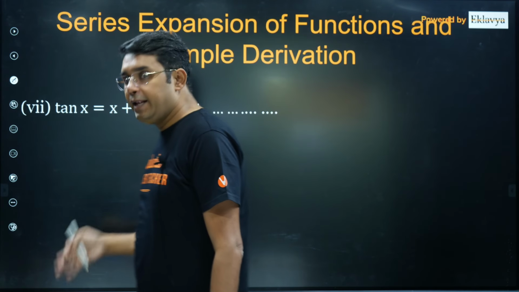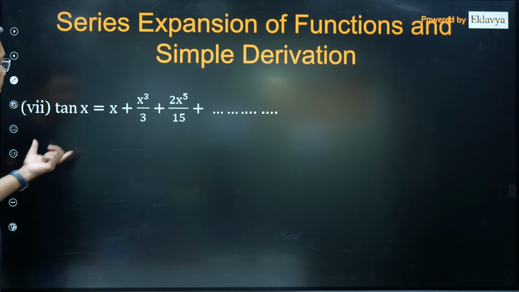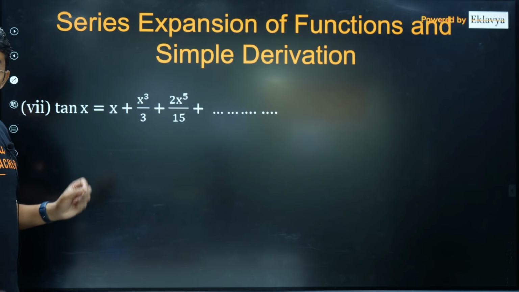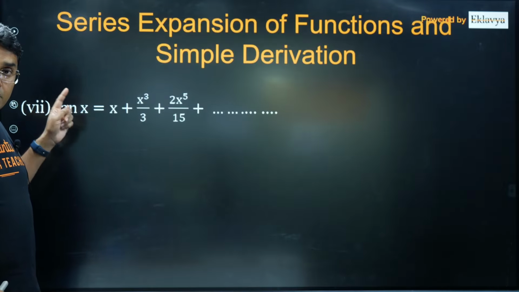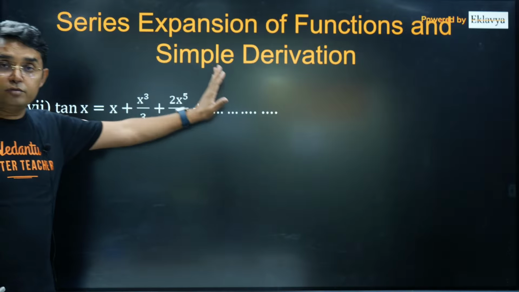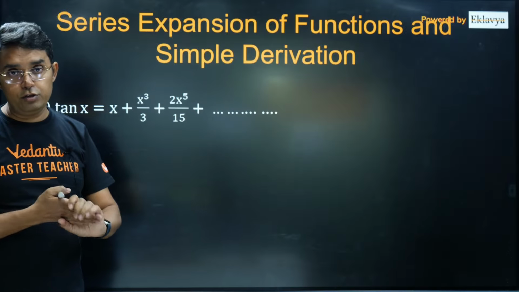Okay. Now coming to tan x. Now let us see how tan x can be derived. This is the expansion of tan x till 3 terms. The method I will tell you, you may find for x power 7 also. I will show you how.